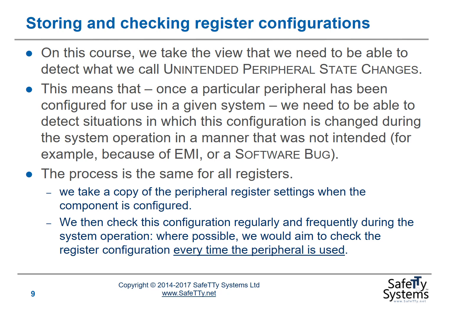On this course, we take the view that we need to be able to detect what we call unintended peripheral state changes. Again, that definition is in Appendix 1 in the ERES2 book. This means that once a particular peripheral has been configured for use in a given system, we need to be able to detect situations in which this configuration is changed during the system operation in a manner that was not intended. For example, because of electromagnetic interference or because of a software bug.